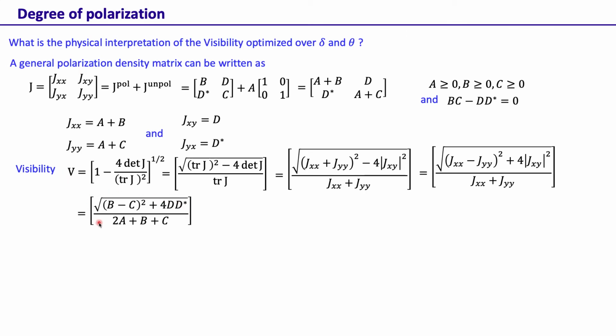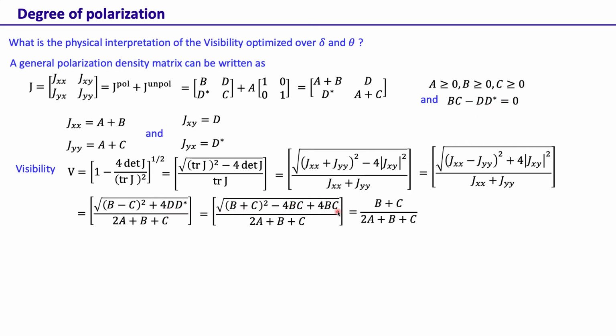This is for the visibility. This b minus c whole square we can write as b plus c whole square minus 4bc, plus 4bc. We are writing this for 4 dd star, because bc minus dd star equals 0. So that's why dd star we can just write as bc, and so we see that this can be just b plus c by 2a plus b plus c. So the visibility is b plus c by 2a plus b plus c.